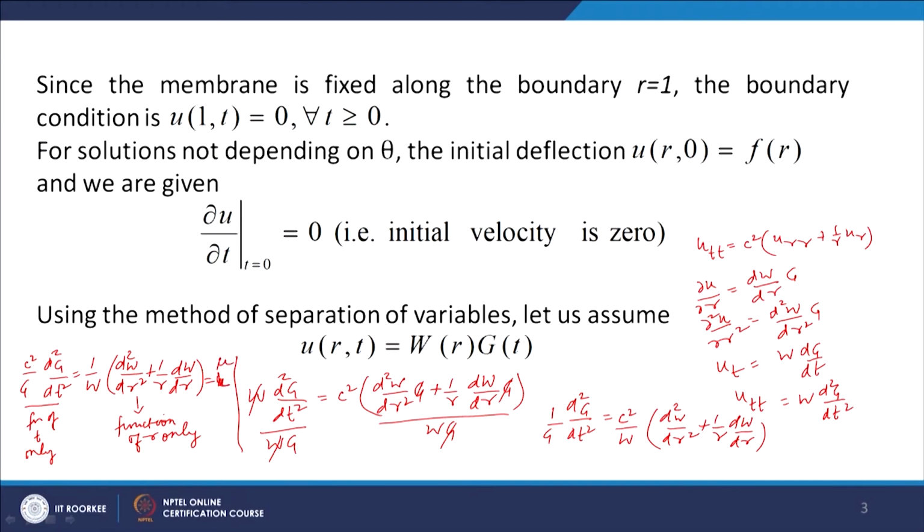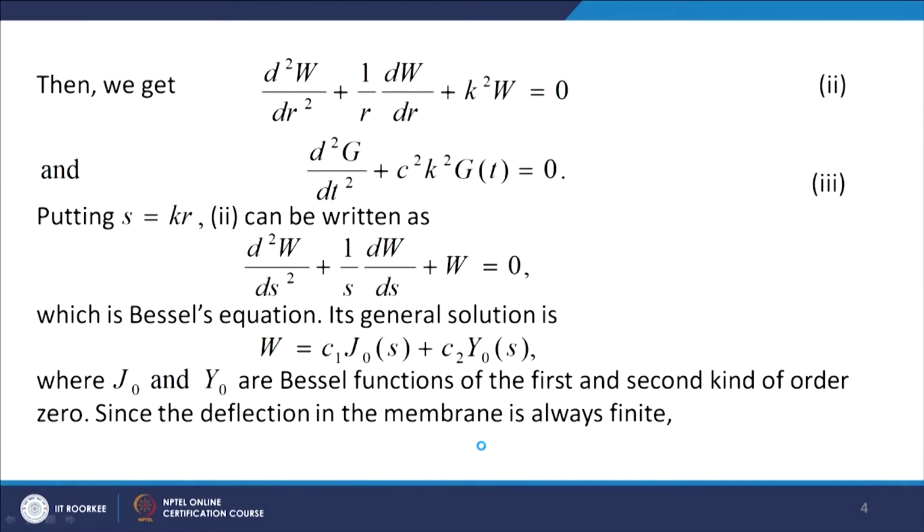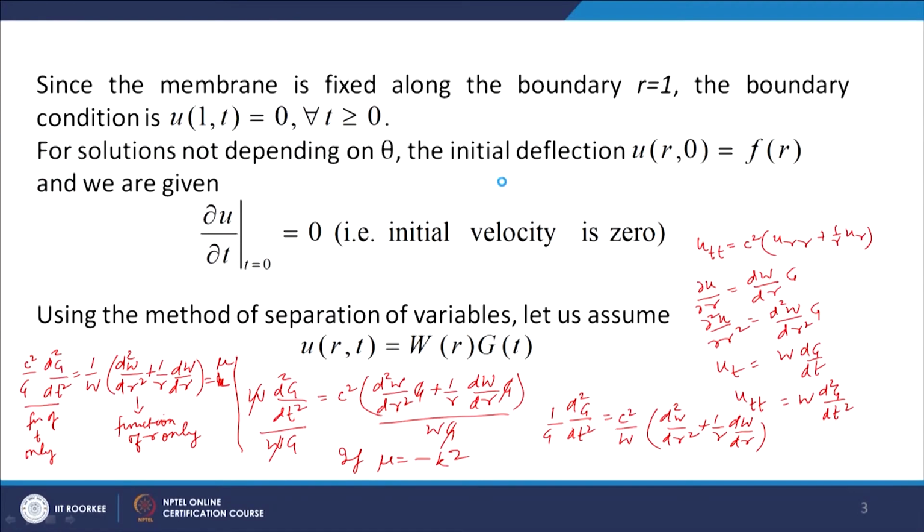Okay. So, if you take mu equal to minus k square, it gives you these equations: d square w by dr square plus 1 by r dw by dr plus k square w equal to 0. The other equation is d square g by dt square plus c square k square g t equal to 0. Now, why have we taken mu equal to minus k square?